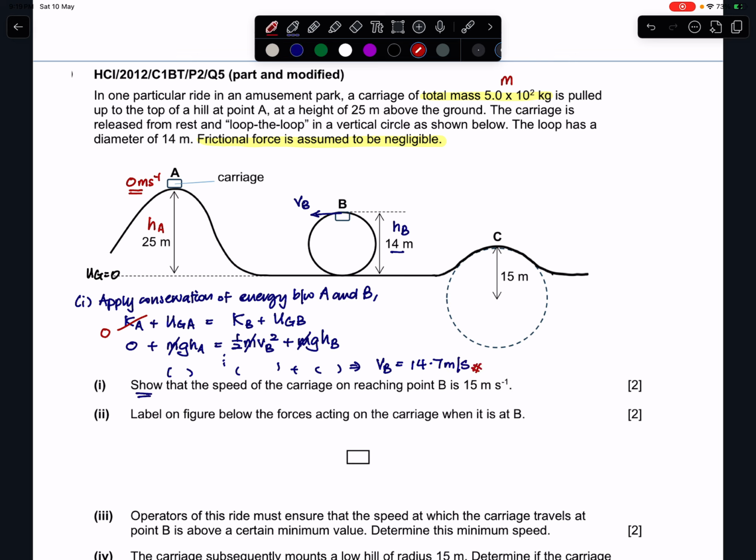Please show all substitution because this is a show question. All right, let's move on.